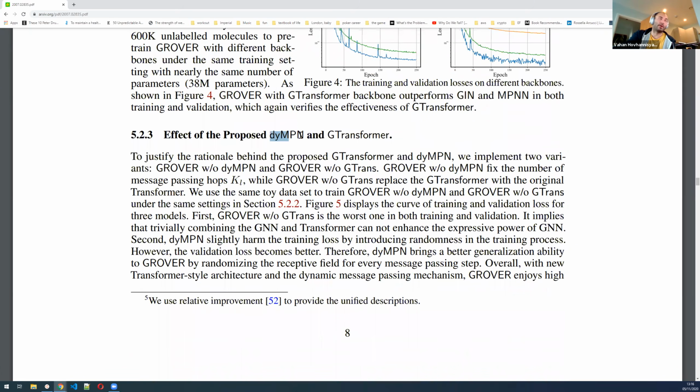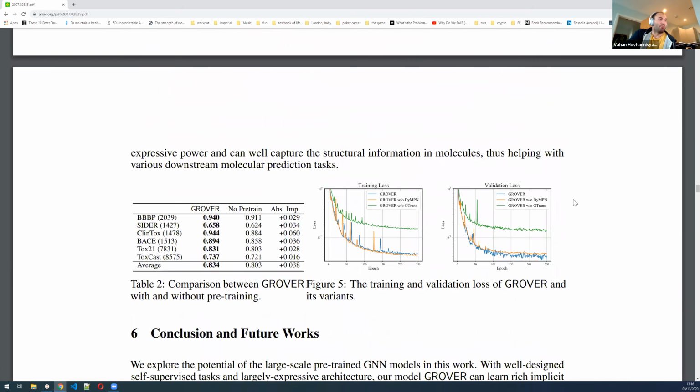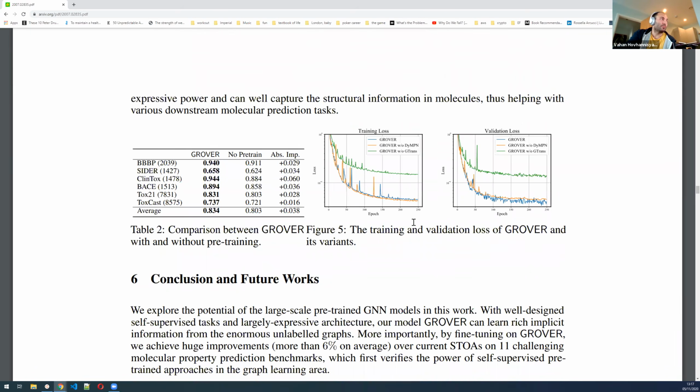Okay, and the dynamic algorithm, where we randomly choose the number of hops. Unsurprisingly, I guess, the dynamic choice of number of hops slightly worsens the training curve, but slightly improves the loss curve, which is to show that it's a regularization tool.